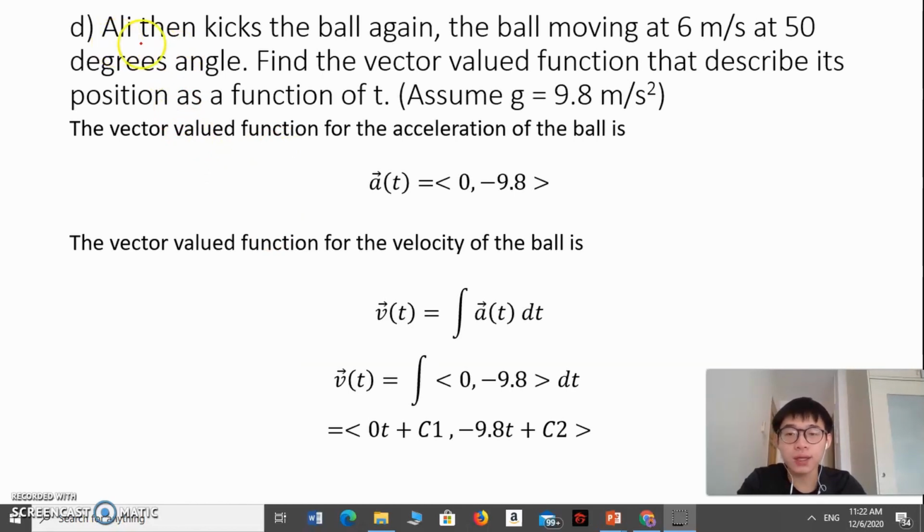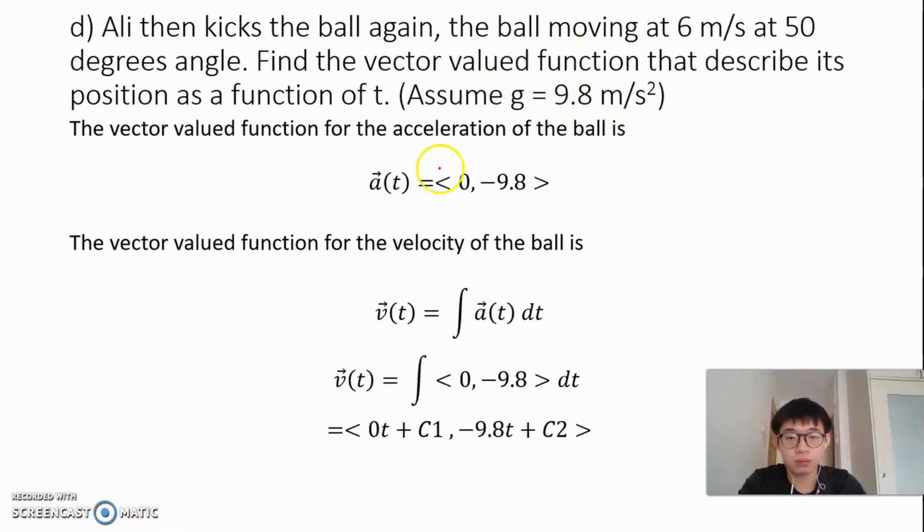For D, they give us a new situation. They tell us that Adi kicks the ball again and the ball is moving at a speed of 6 meters per second at a 50-degree angle. Find the vector valued function that describes its position as a function of t, and assume g equals 9.8 meters per second squared. This is important here: g equals 9.8 meters per second squared.